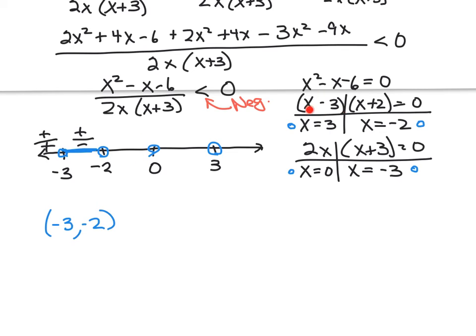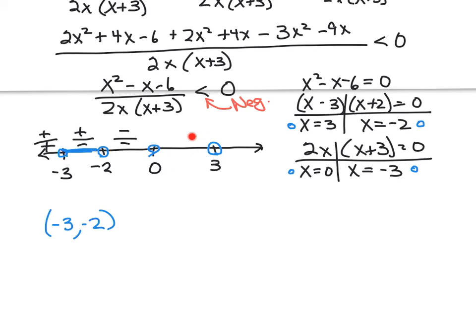Now let's try negative 1 in this section. Negative 1 minus 3 is negative. Negative 1 plus 2 is positive. So that gives me a negative numerator. Negative 1 times 2 is negative, times positive is also negative. Negative divided by negative is positive, so I don't want that section.